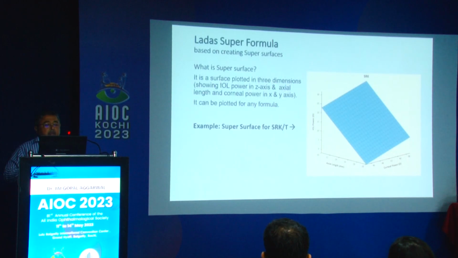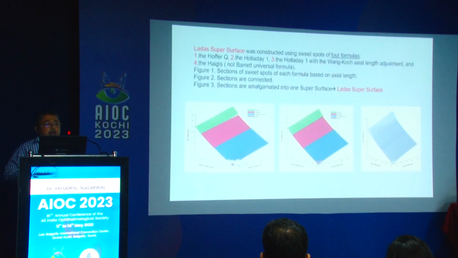LADA super formula, as we said, is creating the LADA super surfaces. In this, the IOL power is shown in the Z axis, and axial length and corneal power are in the X and Y axis. Now, the LADA super formula is created by using four formulas: Hofstad Q, Holladay 1, Holladay 2 with Wang-Koch axial length adjustment, and Haigis, but not the Barrett.